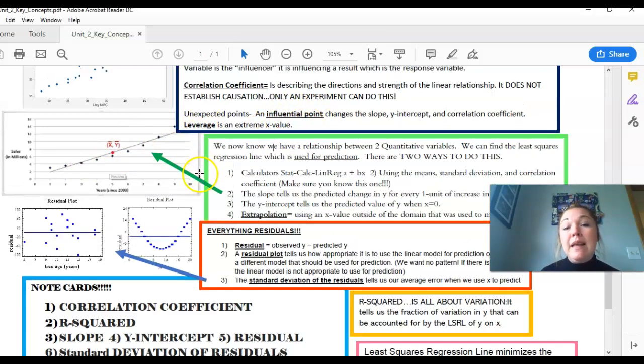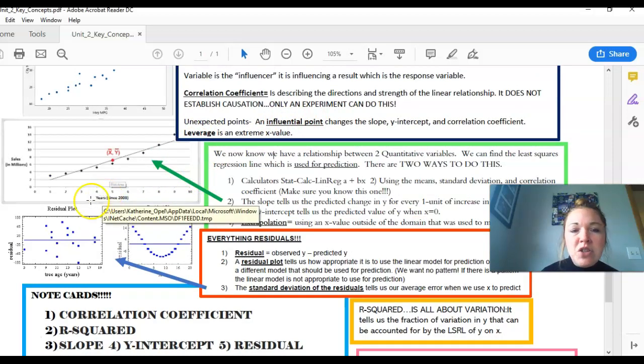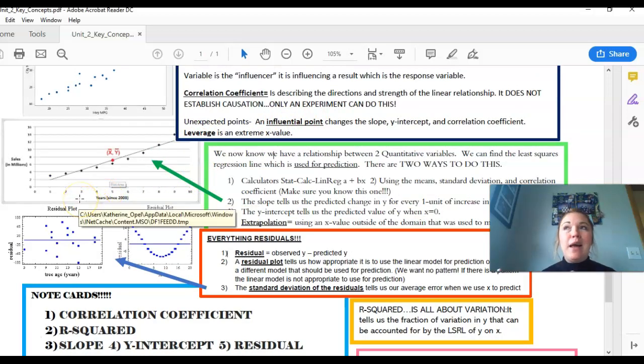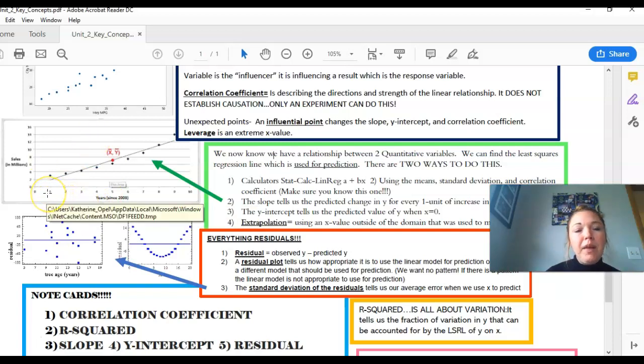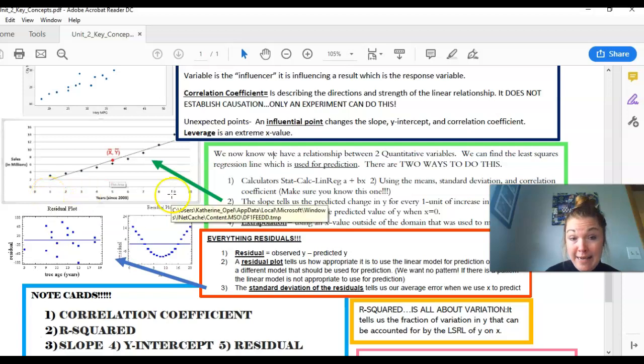Now, what's a point that has leverage? A point that has leverage is just an extreme X value. I talked a lot about that with Shaquille O'Neal, right? So if I had, let's pretend this was our height and our shoe size, Shaquille O'Neal's height is going to be way over here, right? And his shoe size is up here. That's not influential because it's just confirming the pattern. But it does have leverage because it's an extreme X value. It's way over here, right? His height is very extreme.